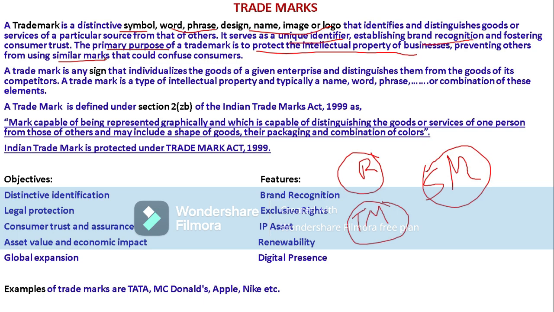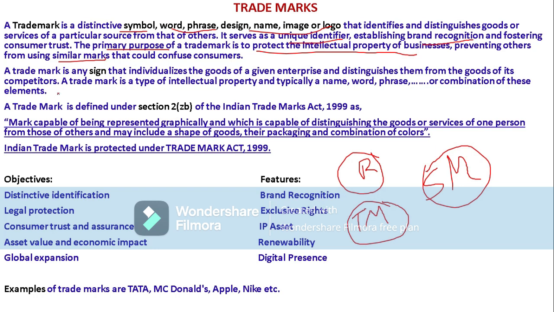Okay, so here confusion in the consumers also can be reduced by having these trademarks. So the primary purpose is to protect the intellectual property of a business, at the same time preventing others from using the same or similar marks. If at all they use them, legal action can be taken by the seller.